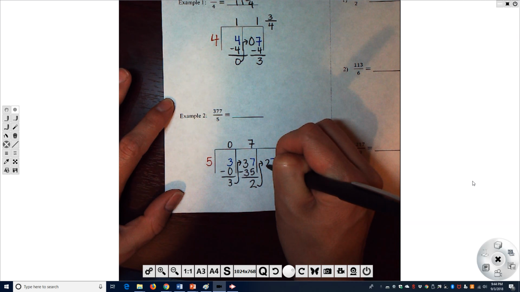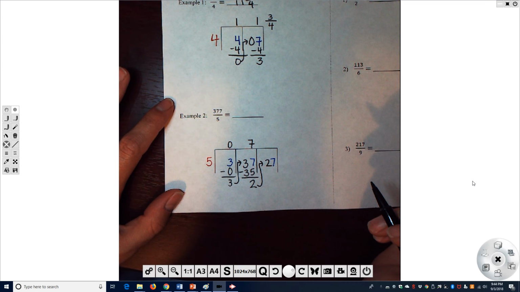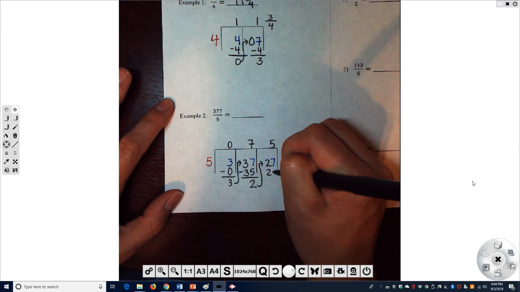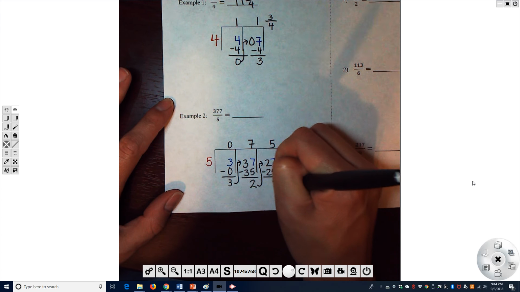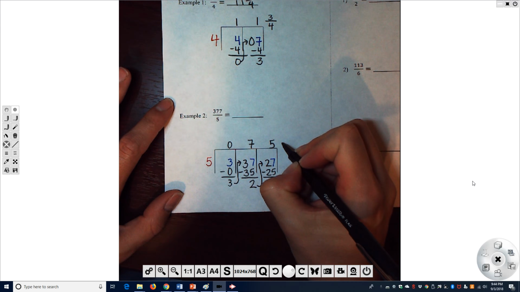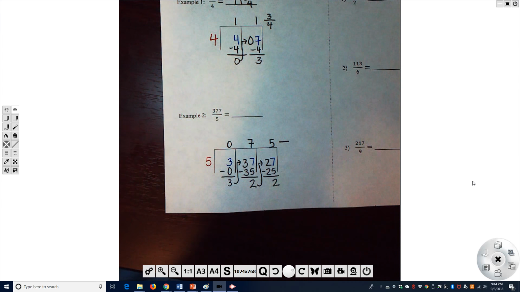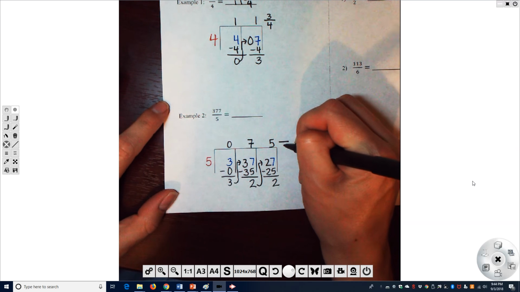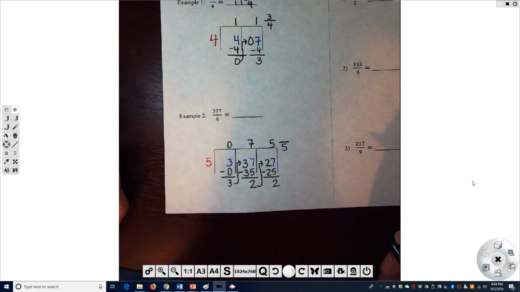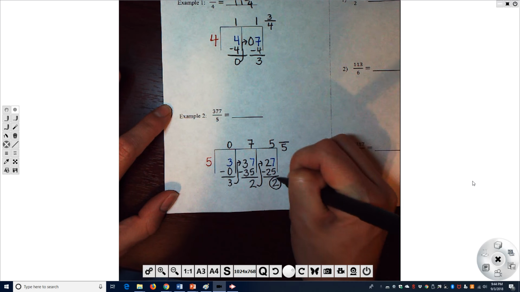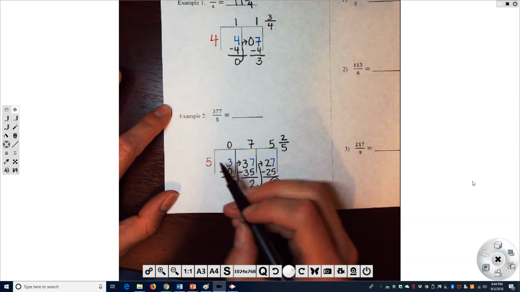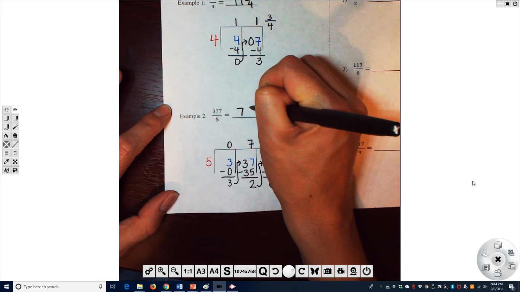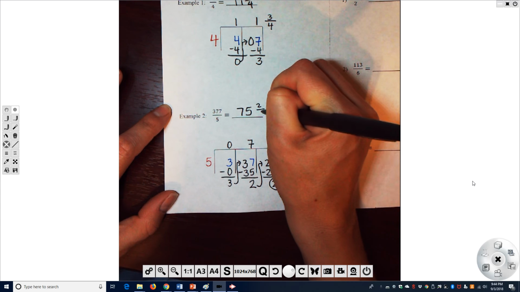That comes up here. And how many times can 5 go into 27? The closest you can get is 5. 5 times 5 is 25, and we have a remainder of 2. So what's going to go in here? Well, our original divisor, which is our denominator, is a 5, and then our remainder is the 2. Therefore, 377 over 5 is the same thing as 75 and 2/5.